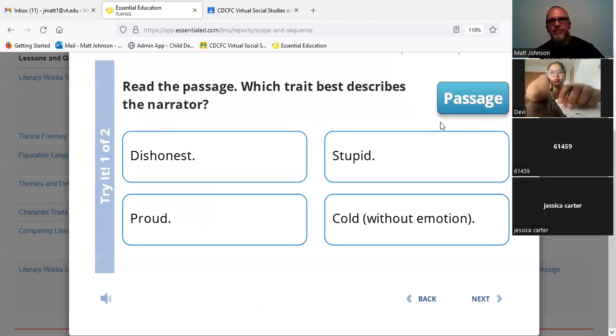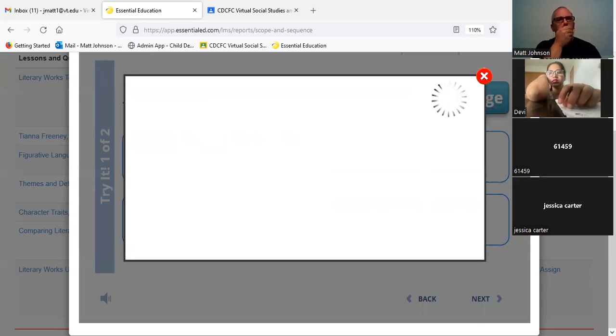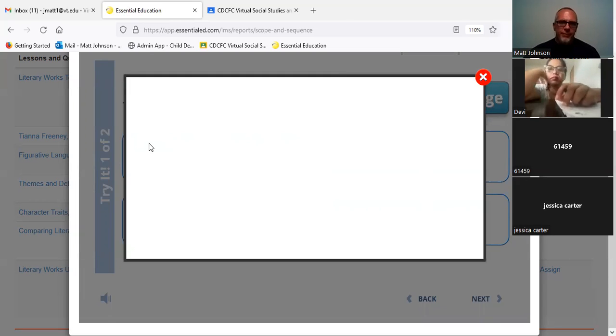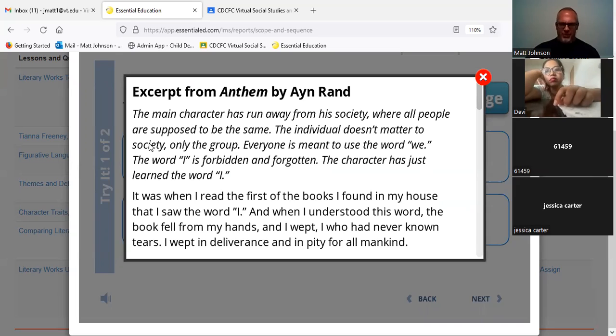Okay, take a look at this passage. It's part of that book Anthem that I was telling you about. Pay attention to the things the character says. What trait would you say describes the narrator? Okay, so again, from Anthem, and this might be the same piece we've read before, but let's take a look here.